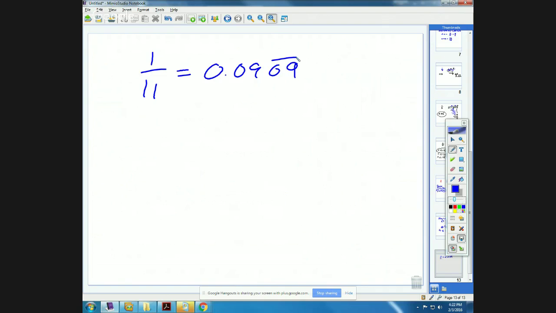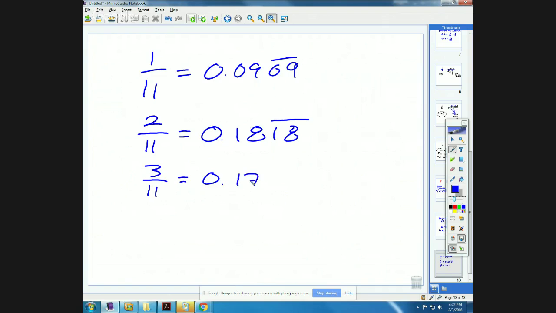So check out 2 11s. 18, repeating forever. Okay. How about 3 11s? Why is it basically multiply whatever number it is by 9? That's interesting. Why is this related to 9? 2 times 9 is 18. 1 times 9 is 9. Oh, that's 27. Sorry. 3 times 9 is 27. That's interesting.